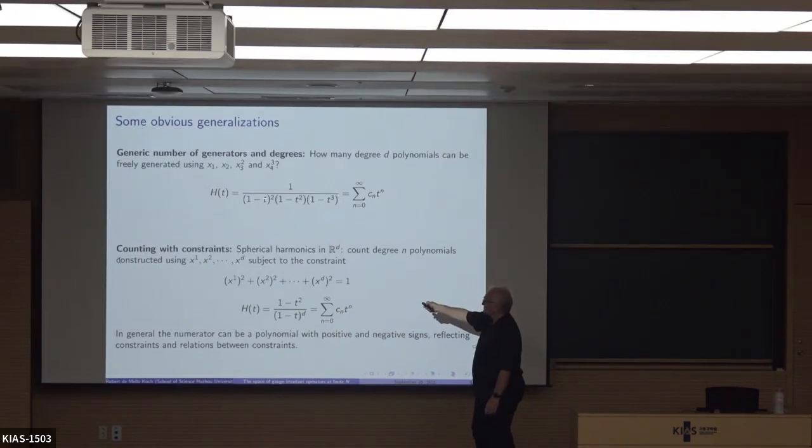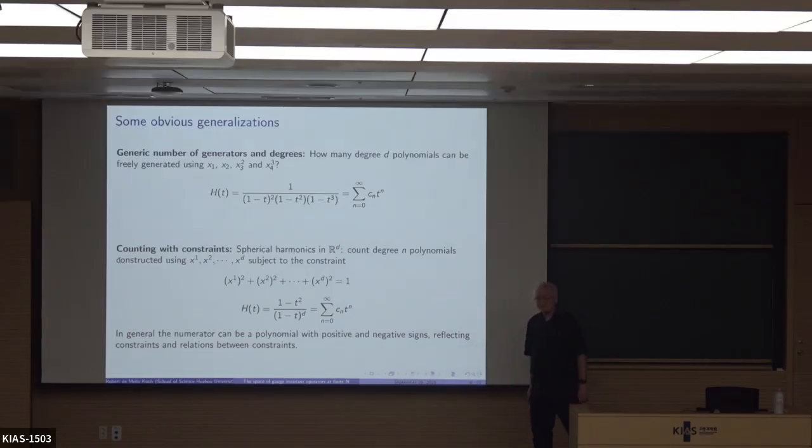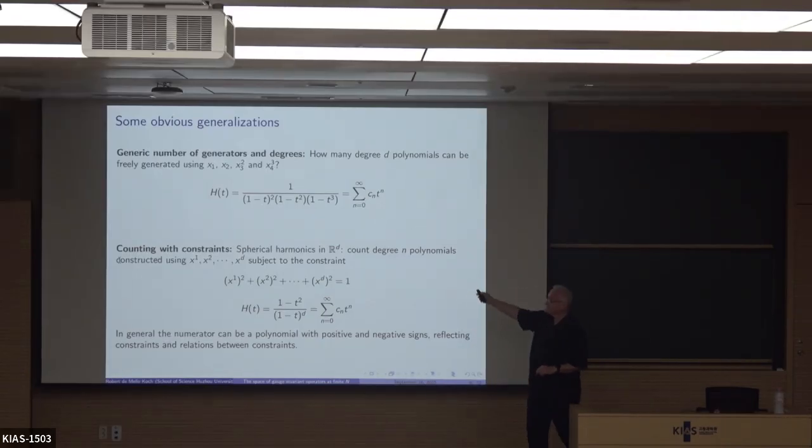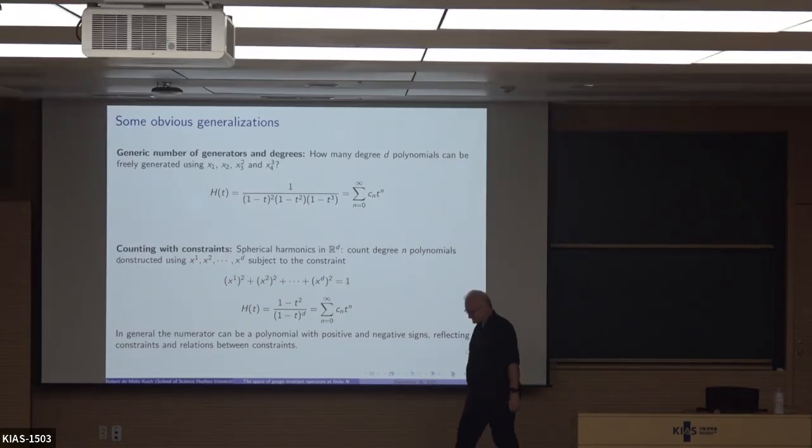The Hilbert series denominator has a product of 4 factors. There's a 1 minus t times 1 minus t for the x1 and x2. There's a 1 minus t squared for x3 squared, 1 minus t cubed for x4 cubed. And arguing just as we did for the previous example, you can easily check that this Hilbert series is again counting the number of degree n polynomials in that coefficient Cn.